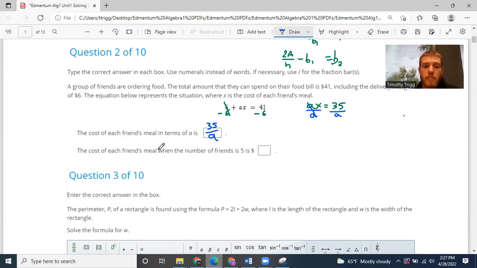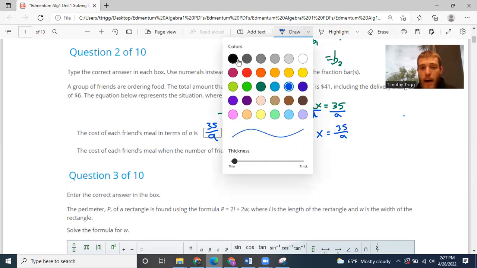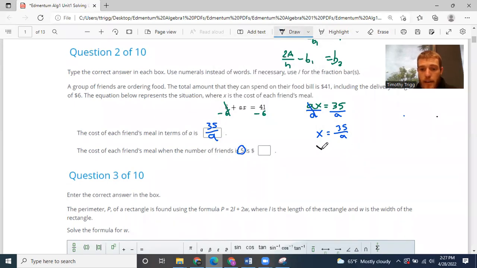Find the cost of each friend's meal when the number of friends is 5. So again, our equation was X equals 35 over A. A is the number of friends involved here. So since there are 5 friends, we're going to replace the A with 5 in this case, giving us X is 35 divided by 5, $7.